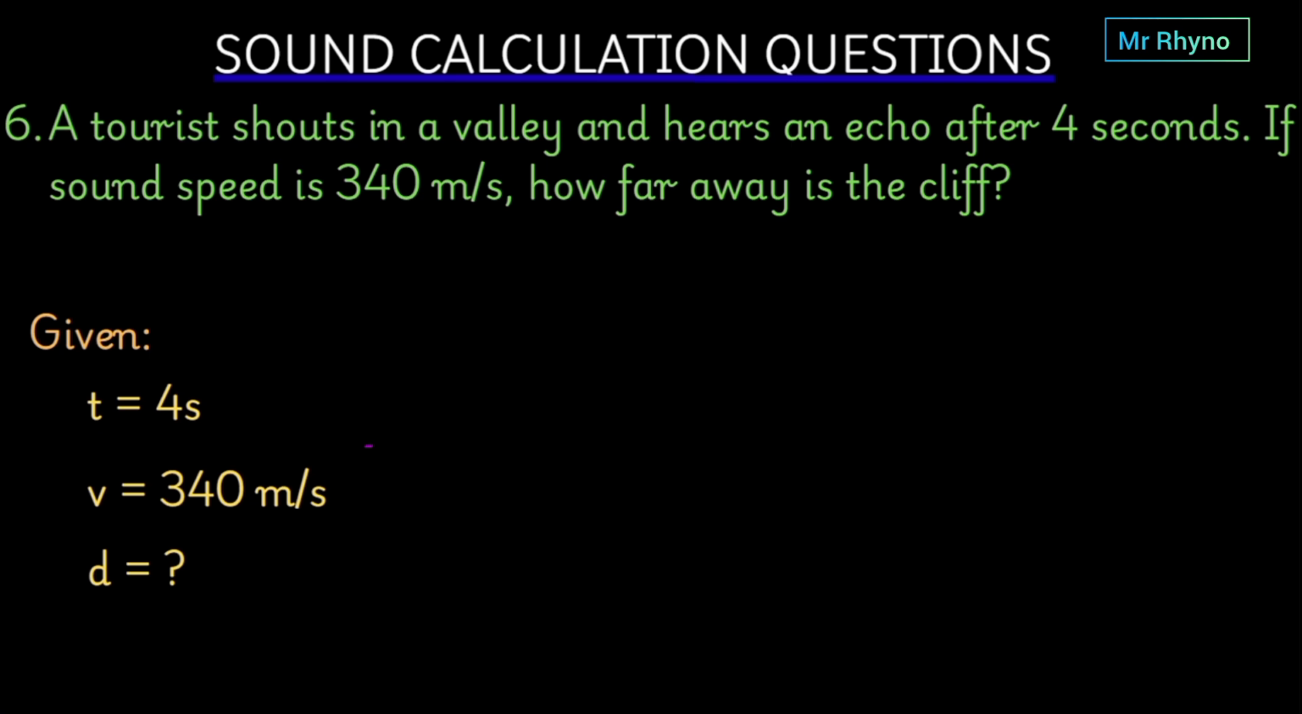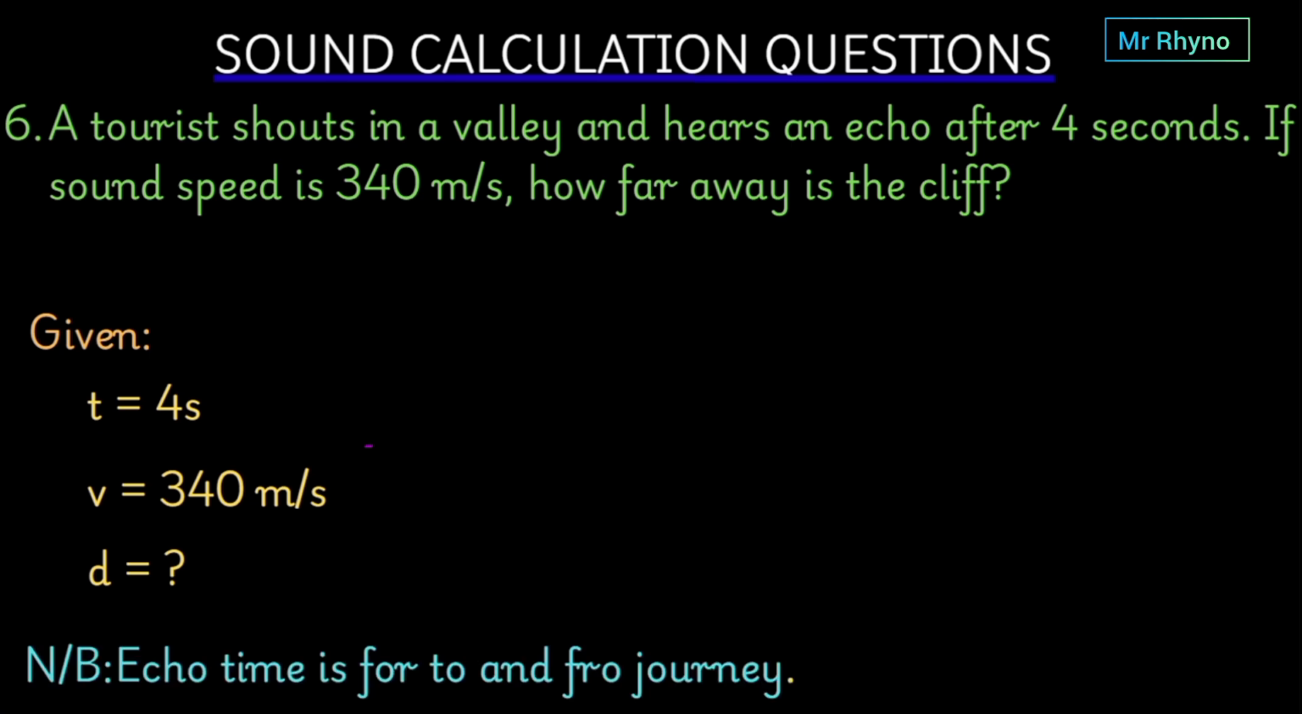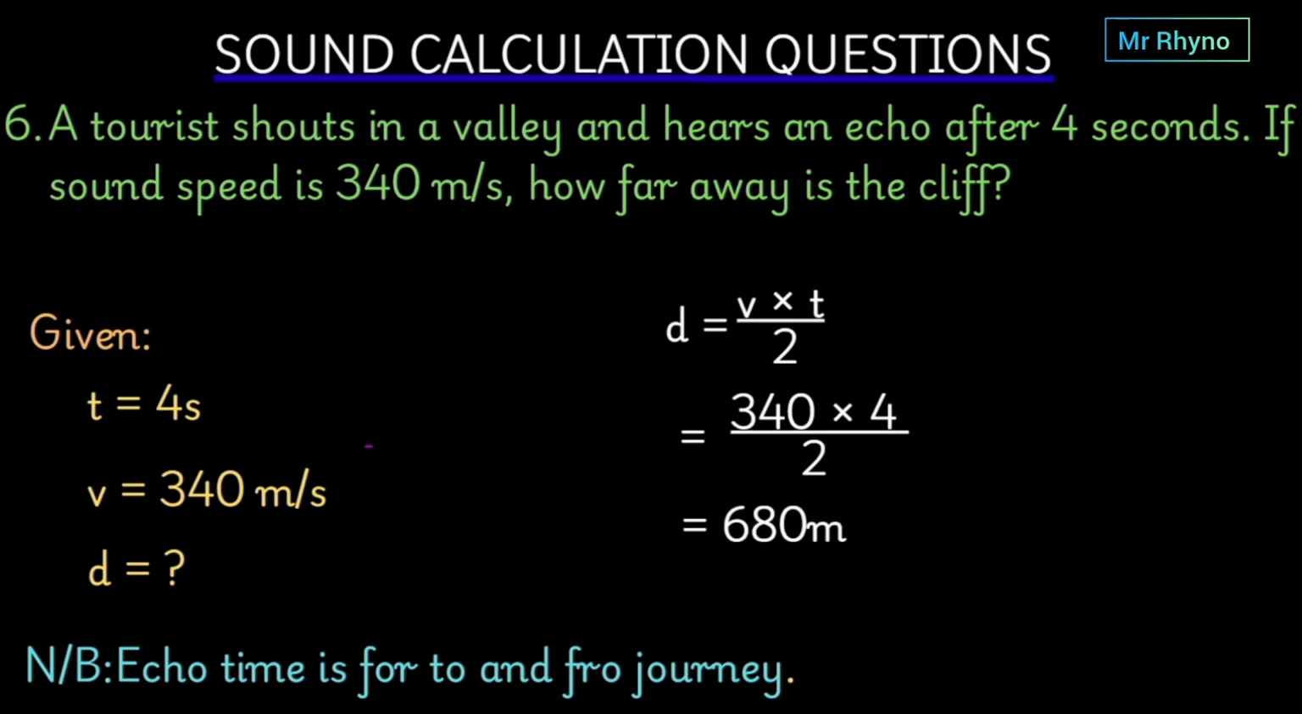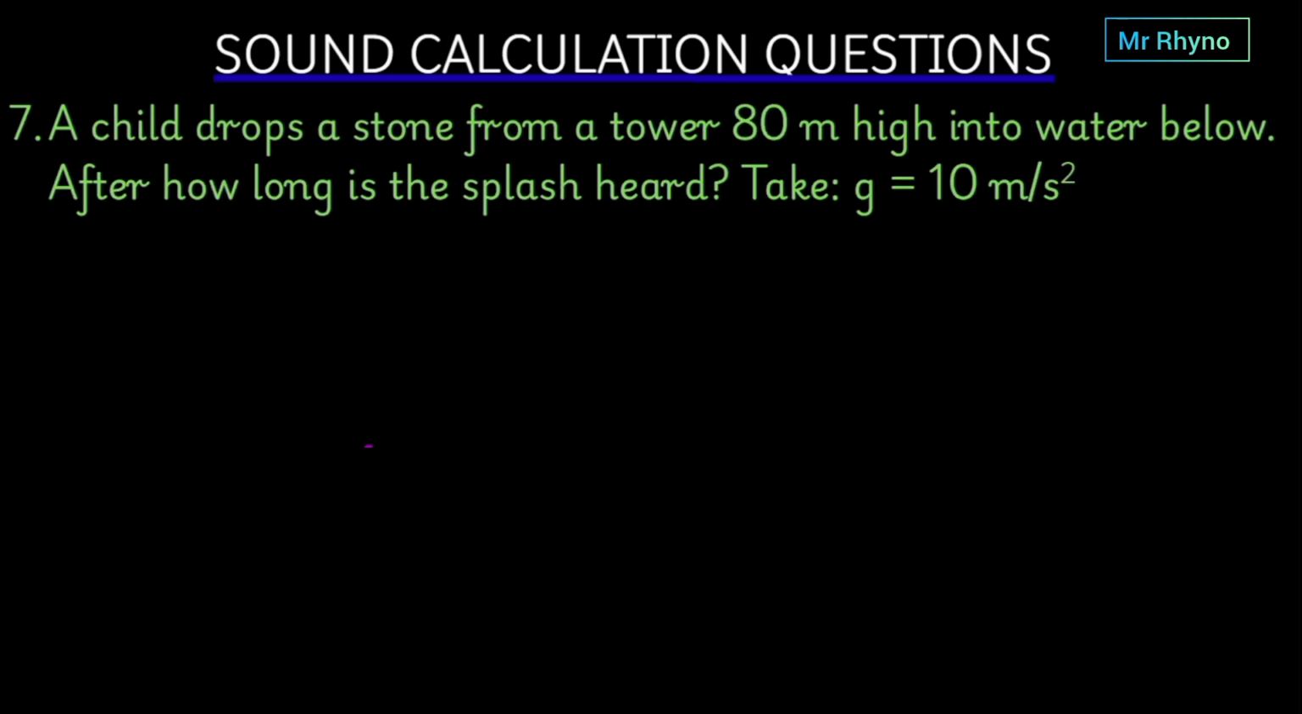Note that the echo time is for to and fro journey. So this means that our formula shall be v multiplied by t over 2. The 2 caters for the to and fro journey. 4 divided by 2, that is 2. 2 multiplied by 340, that gives us 680 meters as the distance.